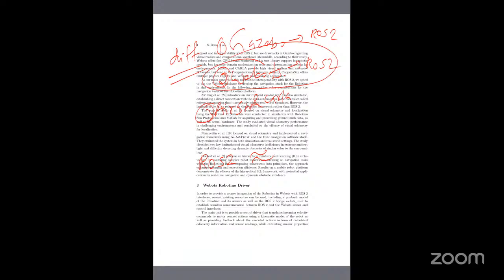Then the Webots Robotino driver. This is the main technological contribution. The main objective was that we have the Robotino in the Webots simulator, right? So, connecting that Robotino to ROS 2. For that, they used the Webots Robotino model. Inside Webots, they had prepared the Robotino model previously. In that, wheels, motors, sensors, robot body, everything was there.